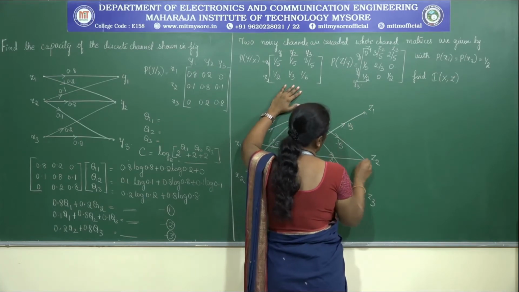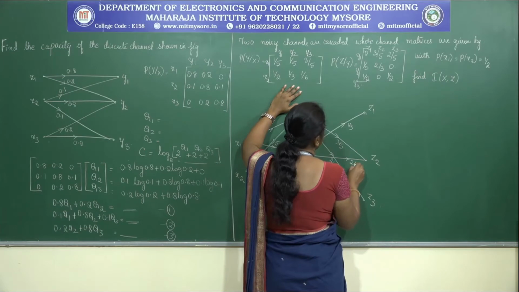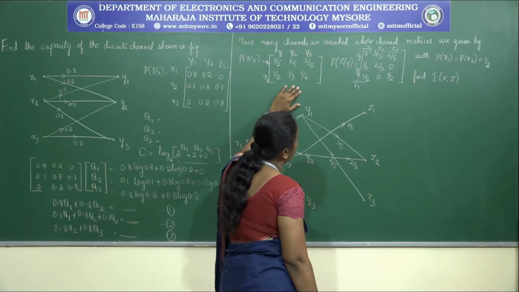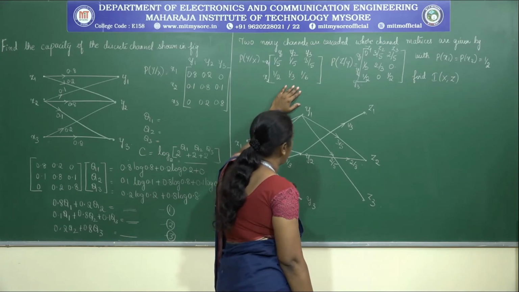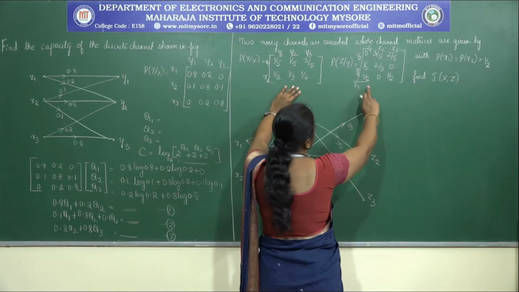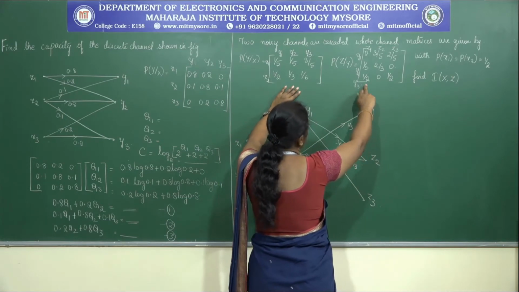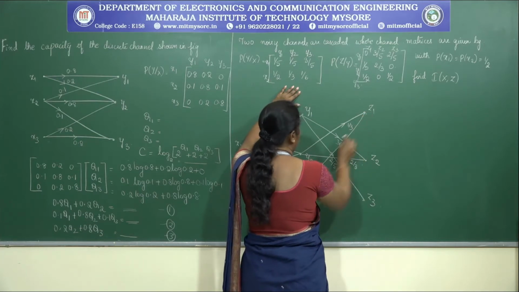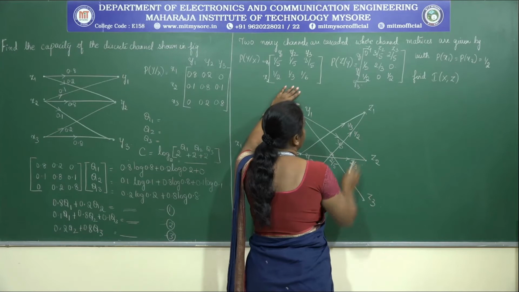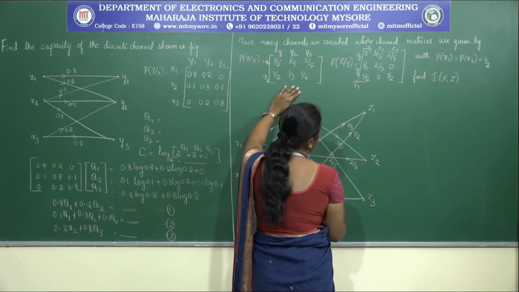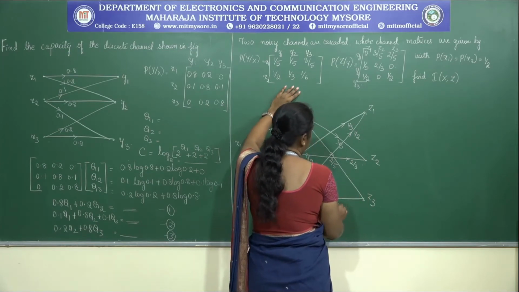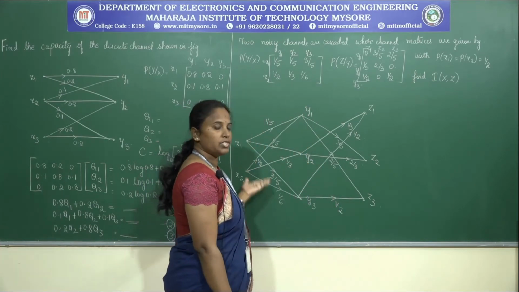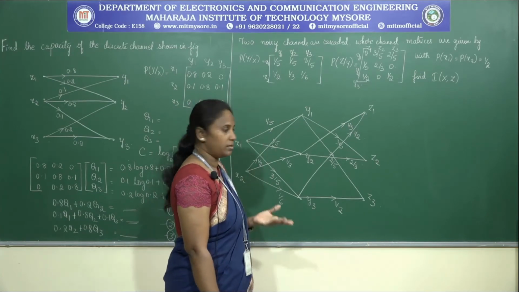Then z2 by y2 is 2 by 3. Then from z3 y2 we don't have a connection, it is 0. Then from z1 y3, it is z1 by y3, so we have 1 by 2. Then z3 by y3 we have 1 by 2. Okay, so this is how you need to construct the channel diagram if the channel matrix is given.